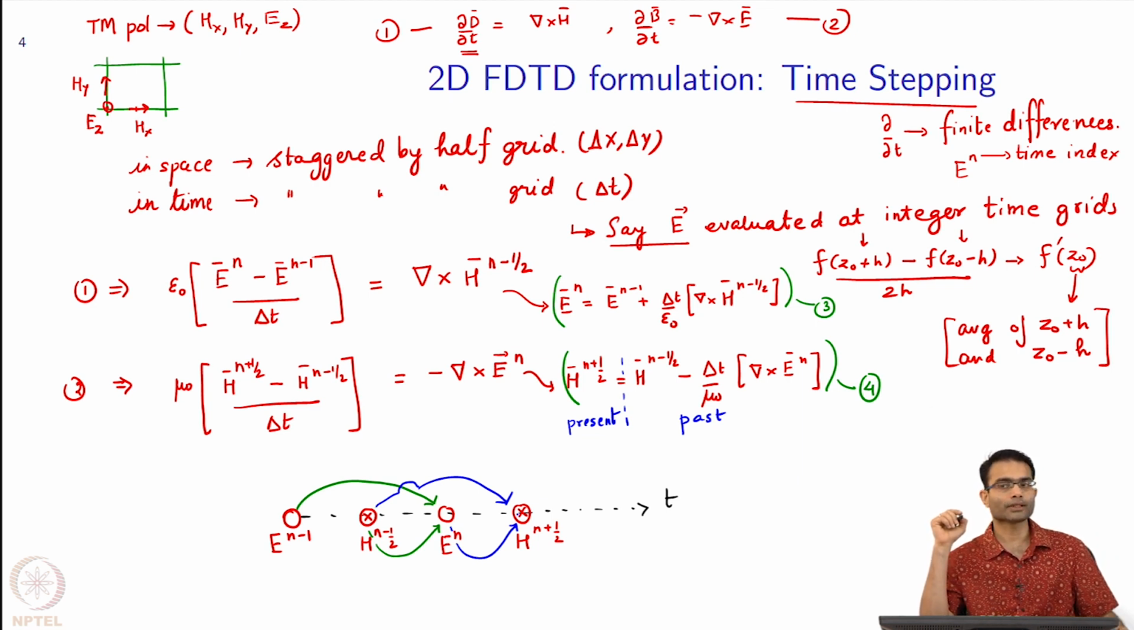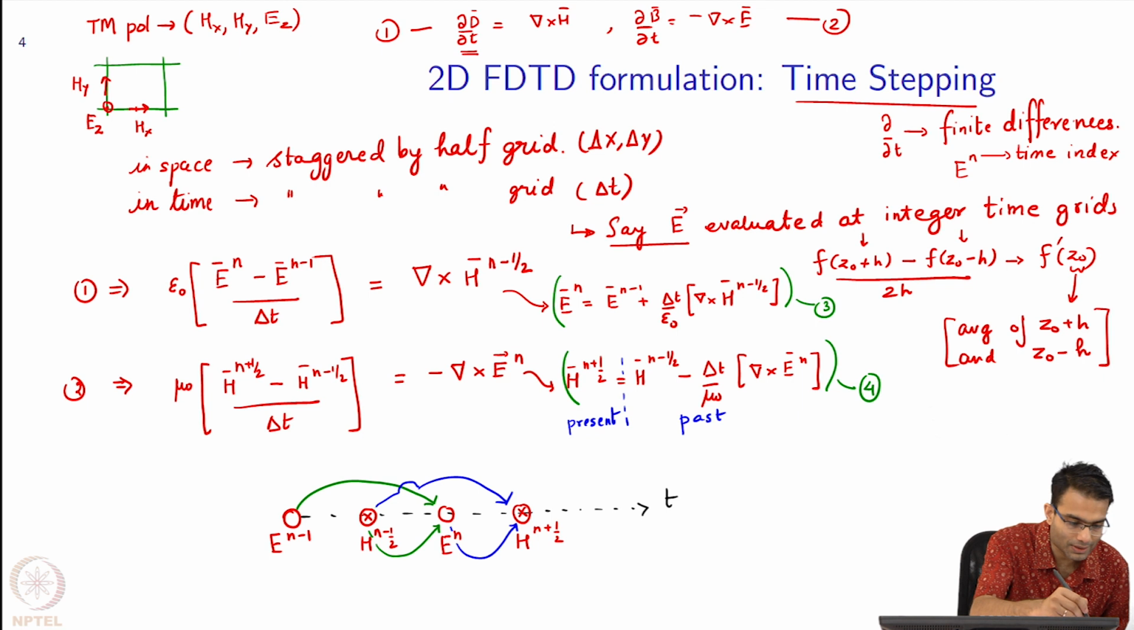So, I am just graphically interpreting these two equations, that there is a half grid and one grid away. These both are required to evaluate the field at a given time instant. So, for example, E n, it is not enough for me to just know electric field at the past, I also need to know magnetic field at half grid past. Okay.